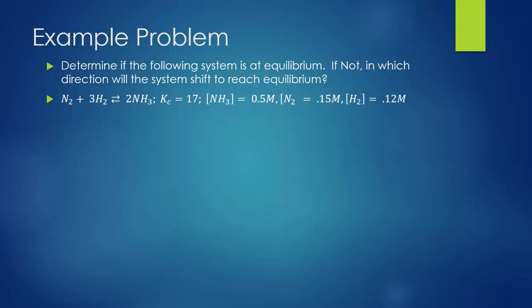Okay, so determine if the following system is at equilibrium. If not, which direction will the system shift in order to reach equilibrium? So we have this reaction. Nitrogen reacts with hydrogen to produce ammonia, NH3. And it's balanced, so everything there is good.